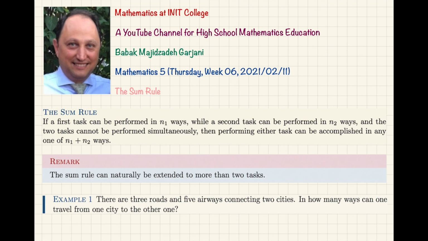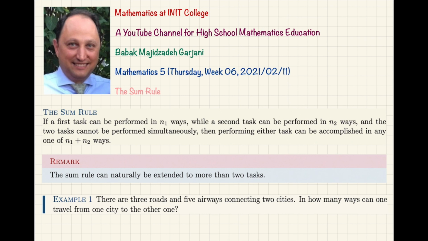So I'm not saying that accomplishing the task can be broken down into several stages. In the product rule, we break down the task into several stages and we do them one by one, and the whole task is accomplished only if all the stages are actually accomplished. But here it's a different story.